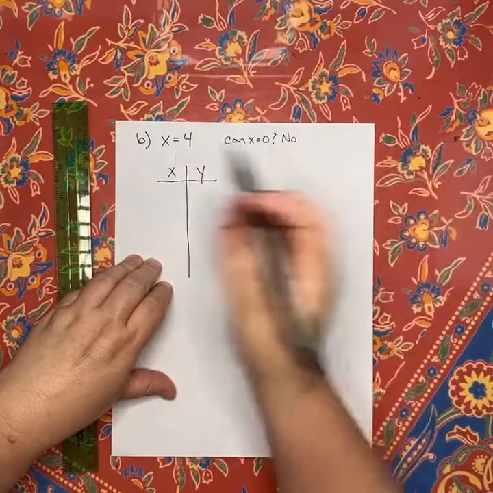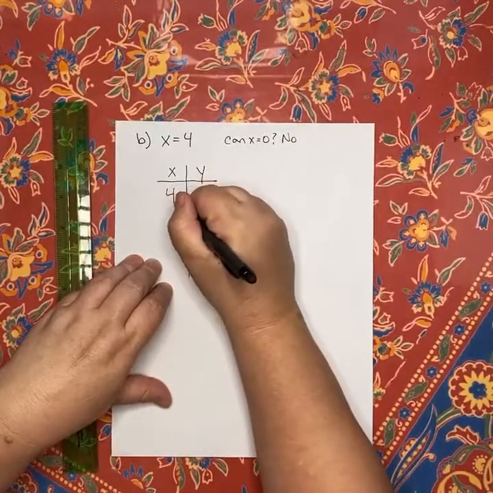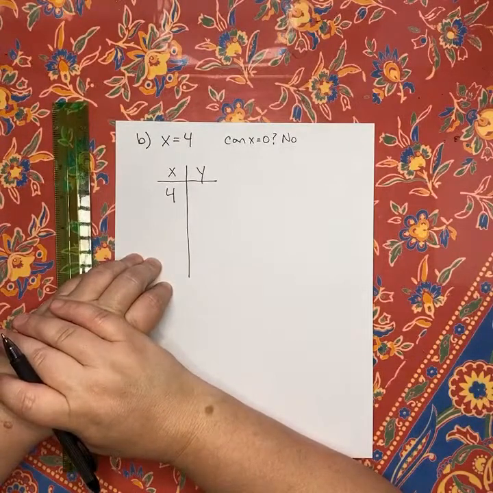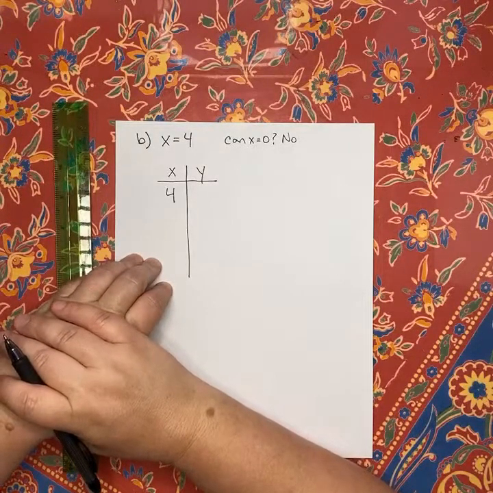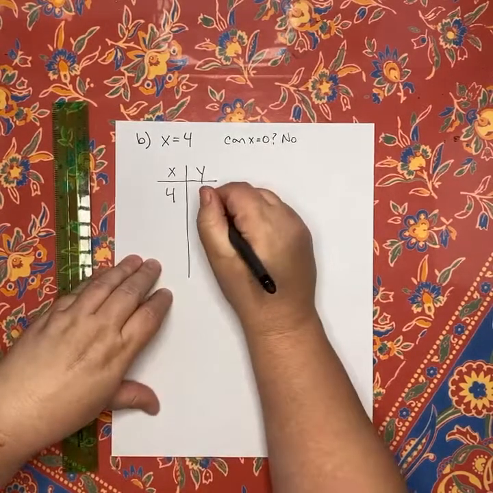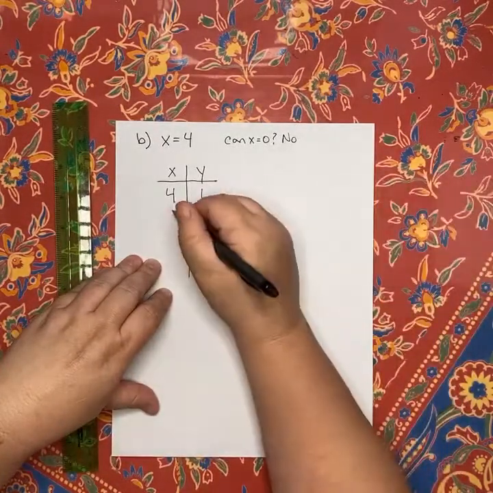Nope. X equals 4. Okay, I better start with X equals 4. Now, does it tell me anything about Y? No. That means Y has total freedom. Okay, so could Y be 1? Sure.